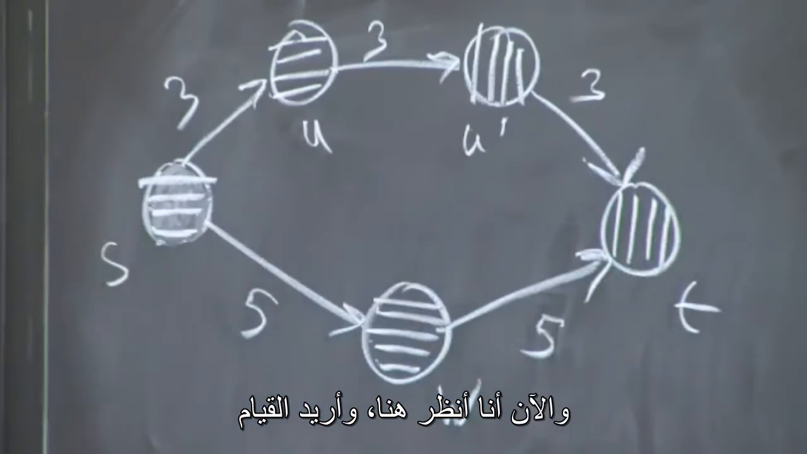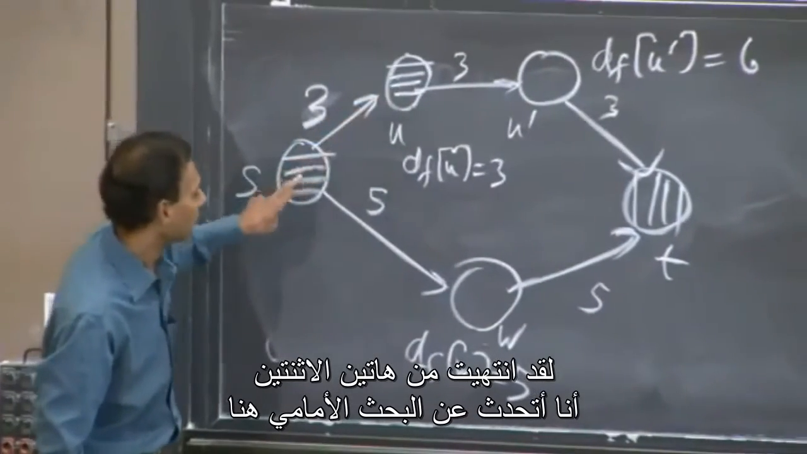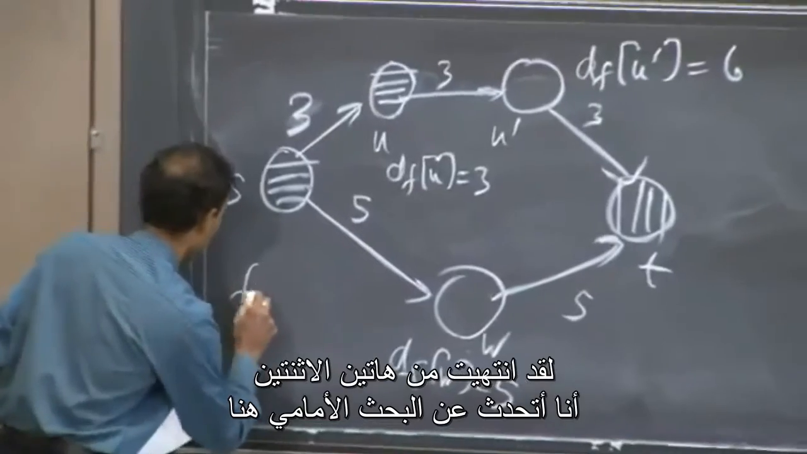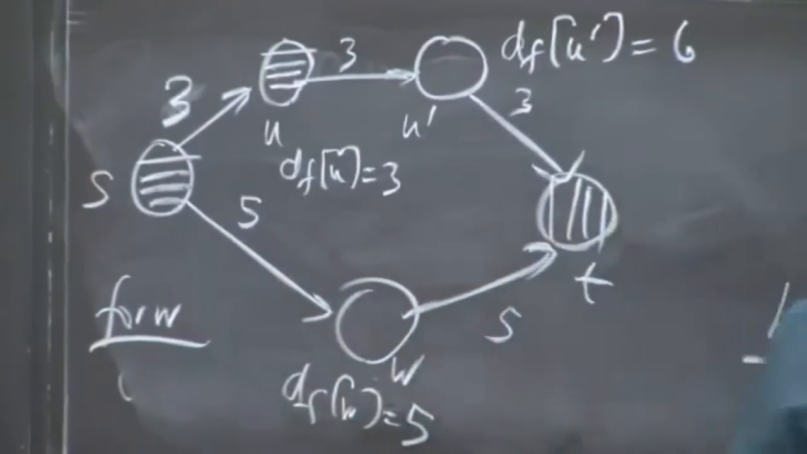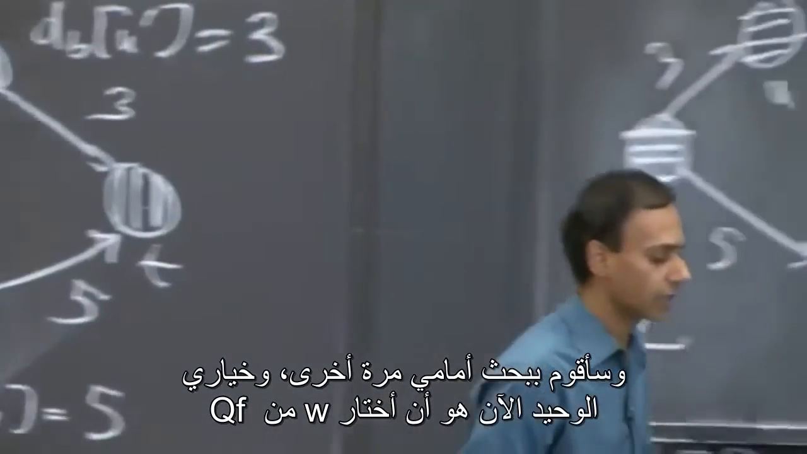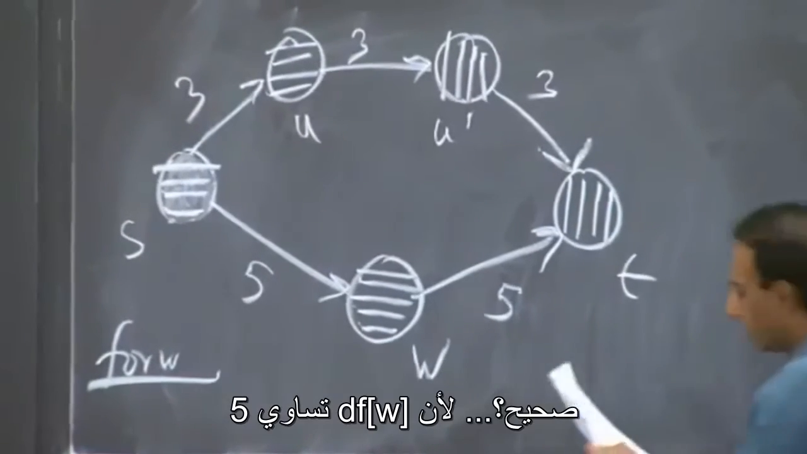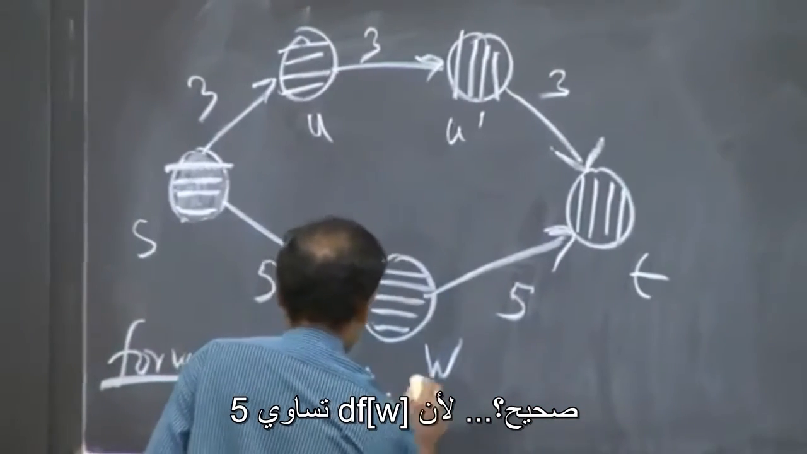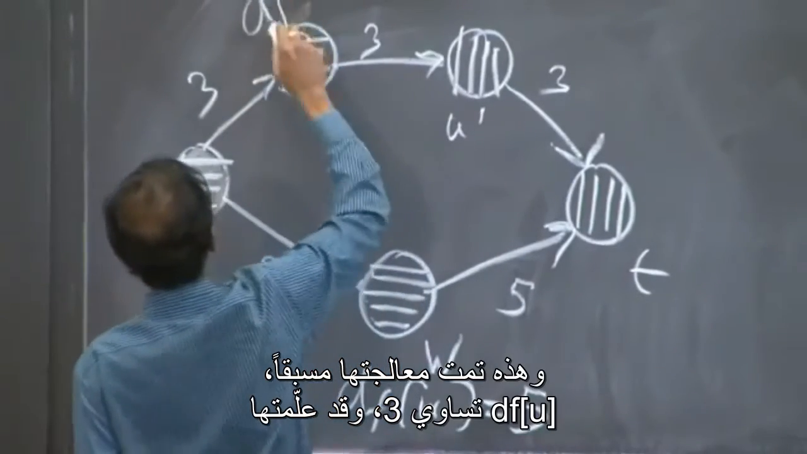So now I'm looking at it, and I've taken care of these two, and I'm talking about the forward search here. So this is, again, the forward, and that's the backward. And now I'm doing a forward again. And my only choice now is to pick the W vertex off of QF, right? Because DF of W equals 5, and this one has already been processed.